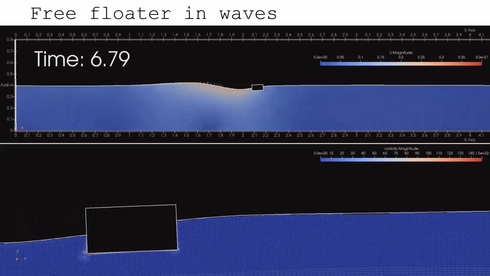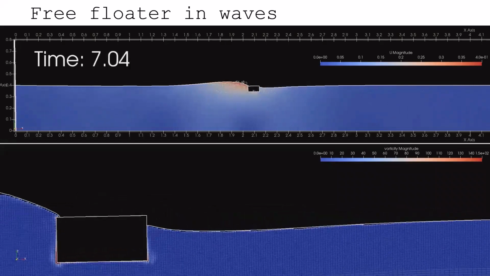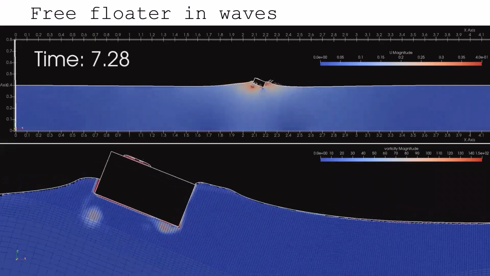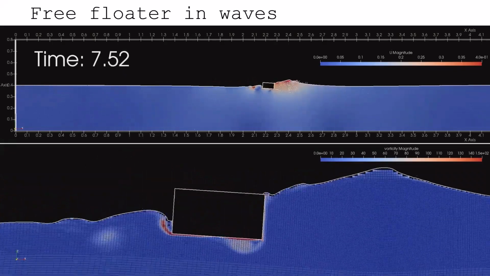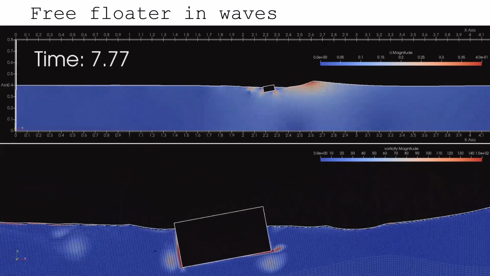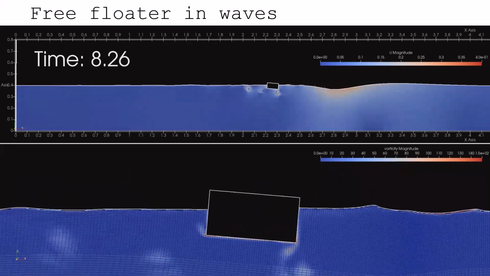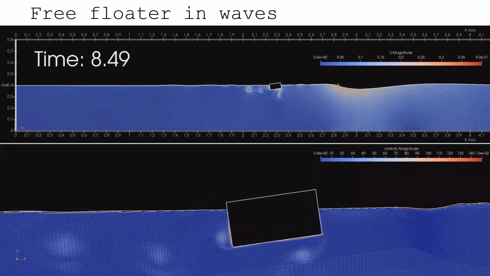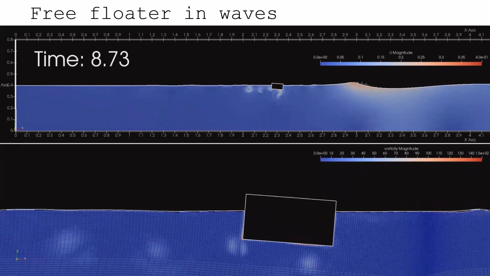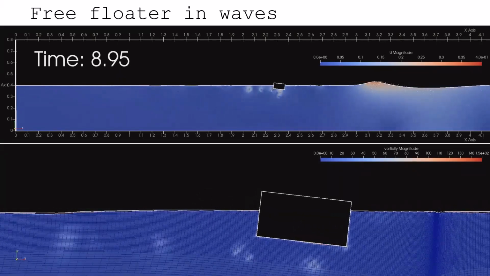And as the surface of the water changes, and even we have green water on the body, the added mass of the body will change because of this change in the surface shape. So we need to continuously calculate the added mass in this kind of simulations. And we have done that and we do that in our FloatStepper algorithm.